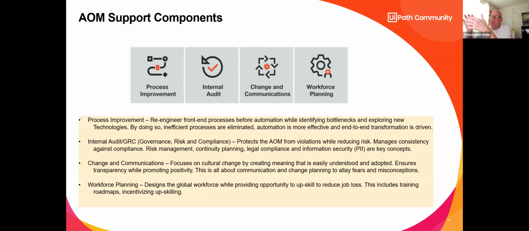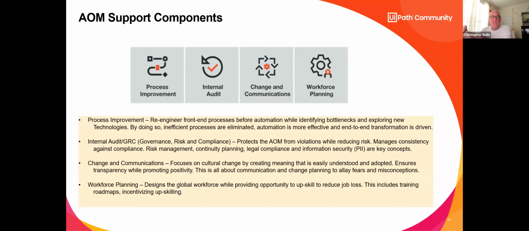And you can have a mixture of automation tools, whether it be Power Platform, Blue Prism, Automation Anywhere, or UiPath. There's a variety of tools for a variety of different types of automation needs. Process improvement is very important because we don't want to automate a bad process, because then we have a bad automation.